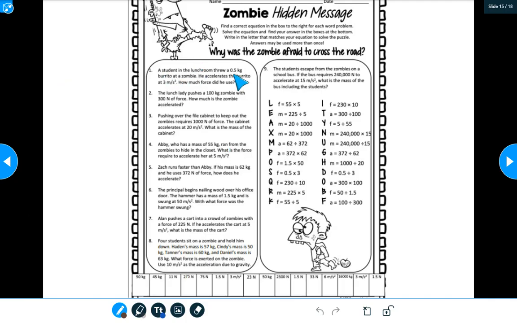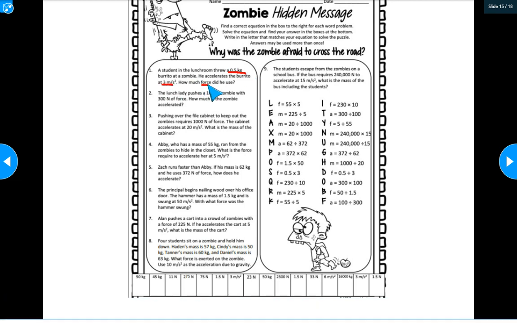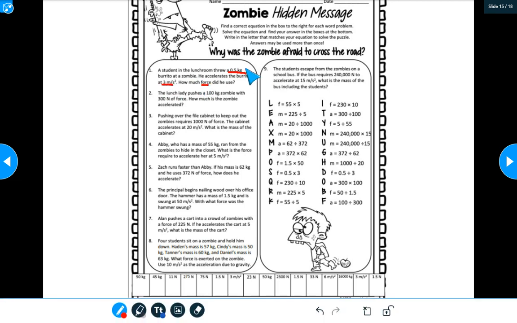The first one is, a student in the lunchroom threw a 0.5 kilogram burrito at a zombie. He accelerates the burrito at 3 meters per second. How much force did he use? I'm going to use a red marker, and I am going to underline this. Okay, so 0.5 kilograms and 3 meters per second squared.